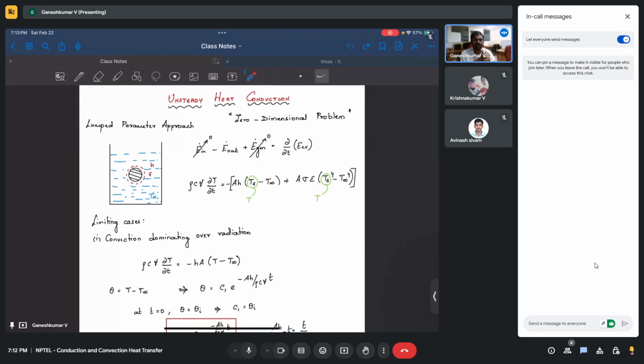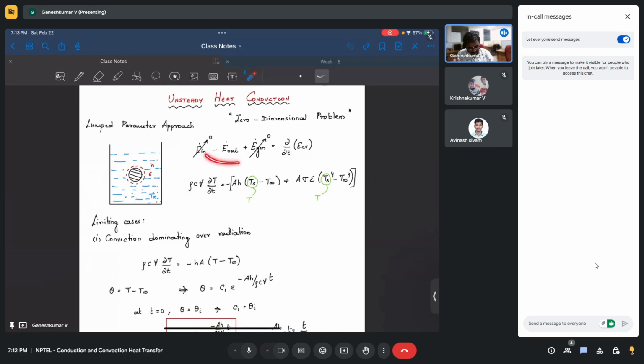That is what we do in an unsteady heat conduction problem. For example, when we have a heated sphere, how much time does it take to cool down to, let's say, ambient temperature? That kind of analysis, if you want to know, then you have to do an unsteady heat conduction analysis, and you will no longer be neglecting this unsteady part.